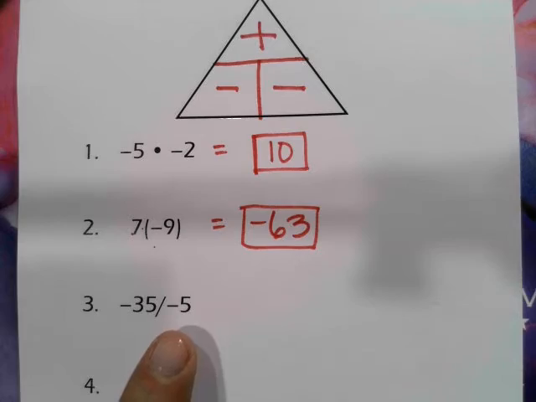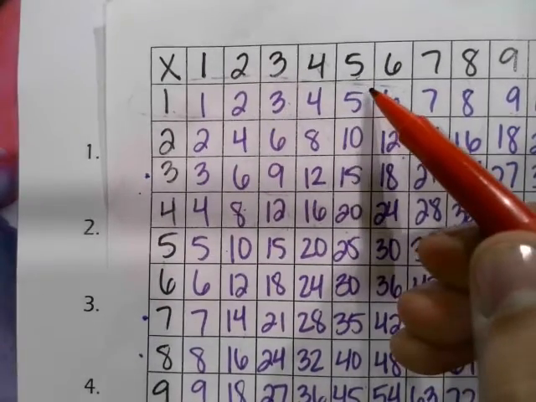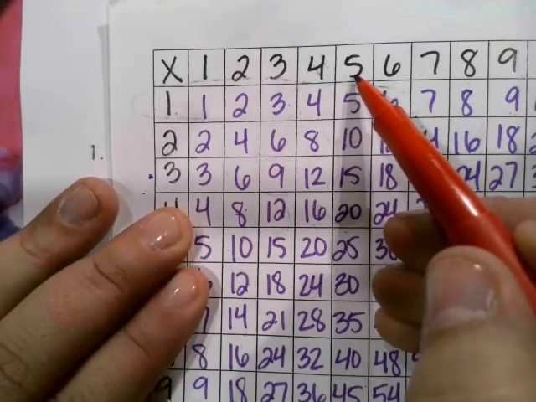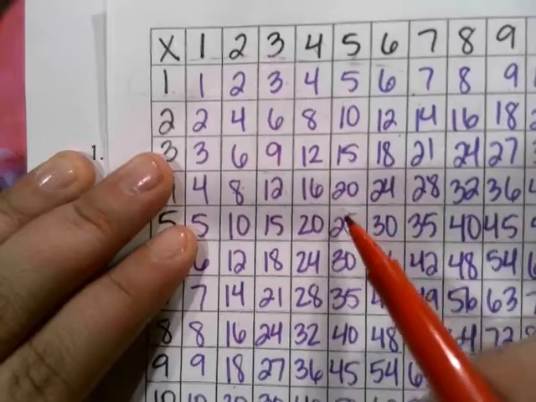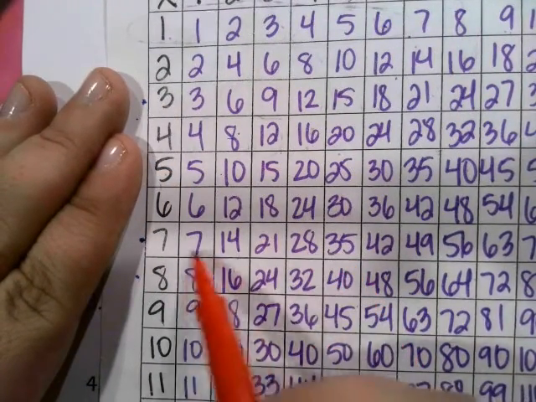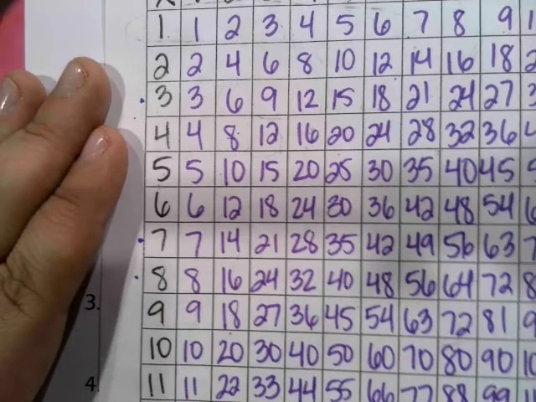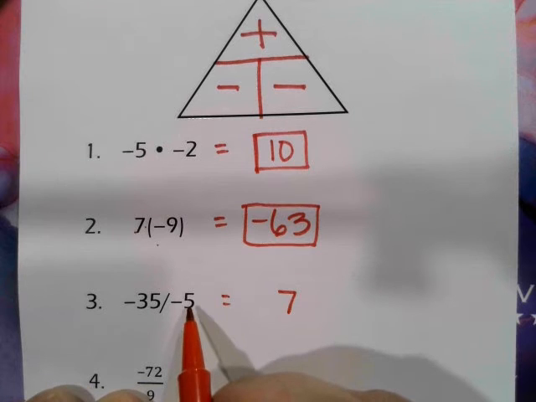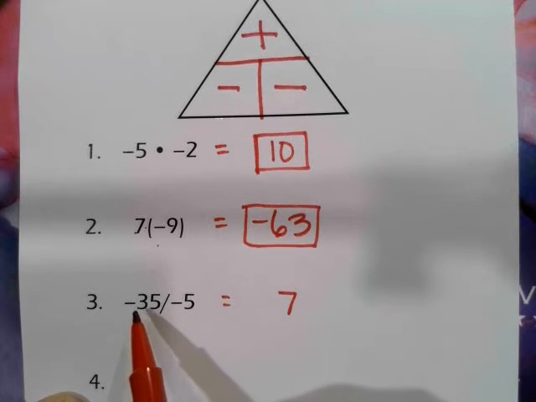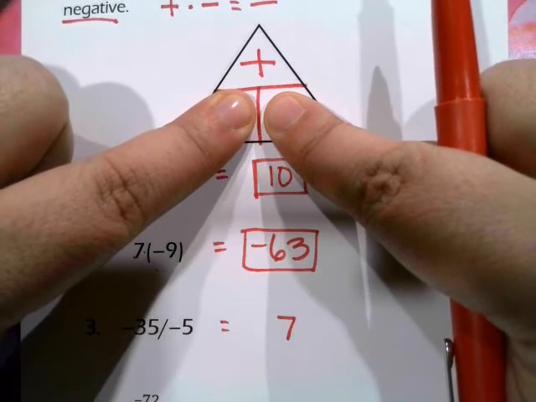If we're dividing by 5, I'm going to go to my 5 column, and I'm going to go down until I find the number that I'm dividing, which in this case is 35. So here's my 5 column. Go down till you find 35, which is here. Then to get your answer, you just move all the way over to the left, and you get your answer of 7. That's because 7 times 5 is 35. The opposite of division is multiplication. Now I've got a negative and a negative, so I'm going to cover those up. Two negatives, and my answer is positive.